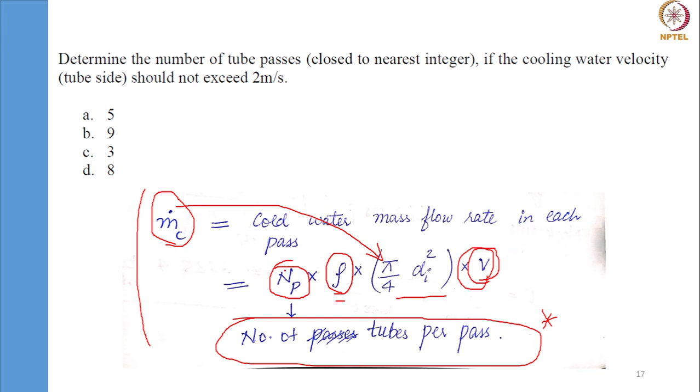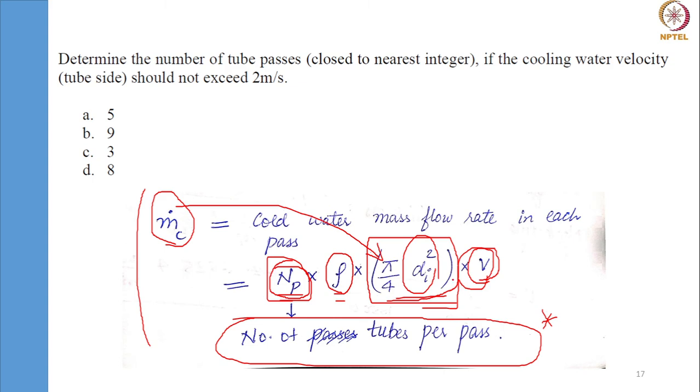Okay, so I'll denote m dot c as the cooling water mass flow rate in each pass. In each pass, I have NP number of tubes. So NP times rho AV will be the mass flow rate per pass. We know rho, and pi by 4 d square is also known. We are going to take the cross sectional area, not the heat transfer area. This is from the continuity equation, m dot equals rho AV, that is a constant.